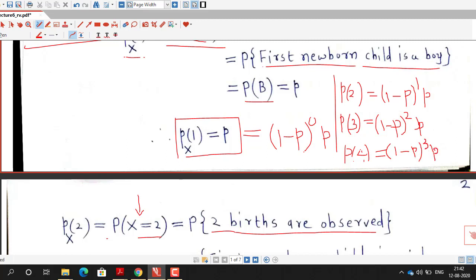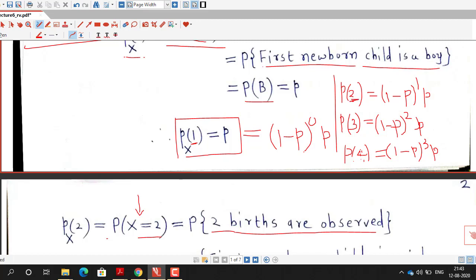Raised to P. So from this we can generalize this. If I will have P of 5, then it will be (1 minus P) raised to 4 into P. So P is there in each probability, and this is one observation. If we are calculating the value of PMF at x equal to 1, then we have 0 here. So 0 means (1 minus P) raised to 1 minus 1.